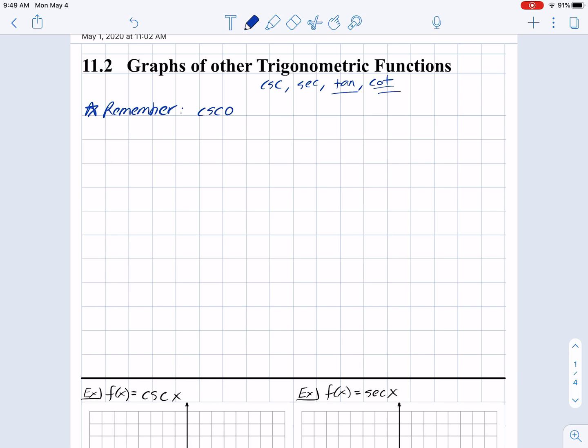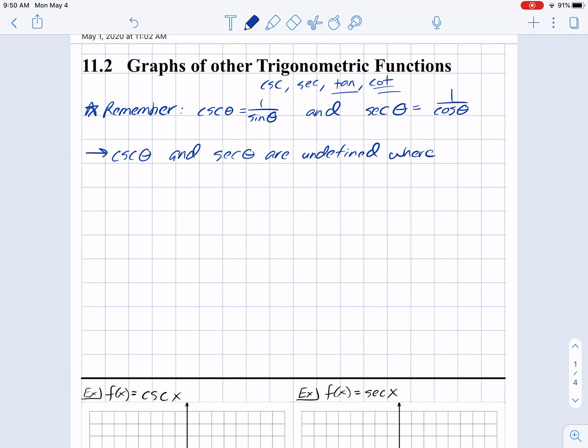So if you remember that cosecant of theta is just the reciprocal of sine, and secant of theta is just the reciprocal of cosine, we're going to use those two definitions and properties to help us graph these functions, because we need to remember then that cosecant and secant of certain angles are undefined where cosine of theta and sine of theta equal 0.